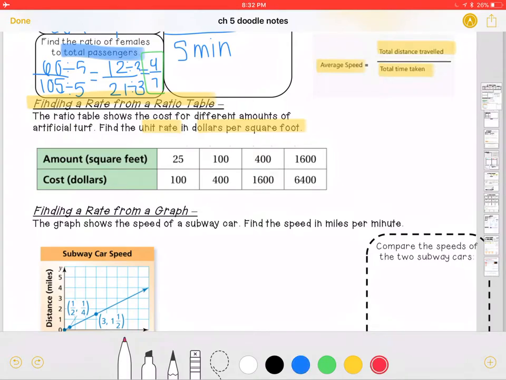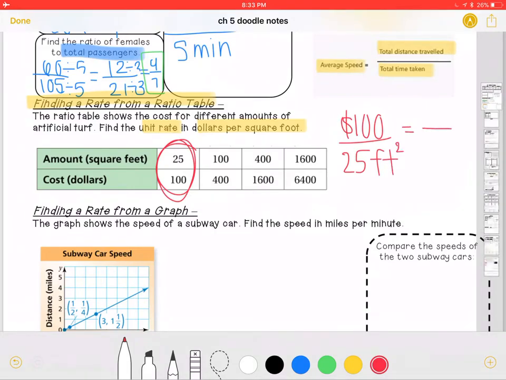So when you're finding a unit rate from a table, you have to just use one of the rates. Choose a rate. I could choose the first one. I could choose any of these. I'm going to just choose the first one here. And I want to know dollars per square foot. So I'm going to rewrite this as dollars over square feet. So it's $100 for 25 square feet.